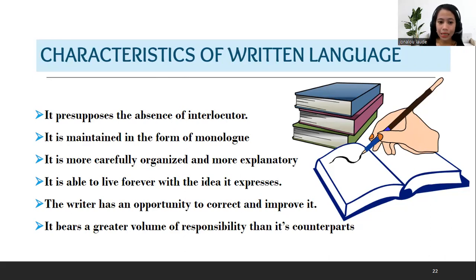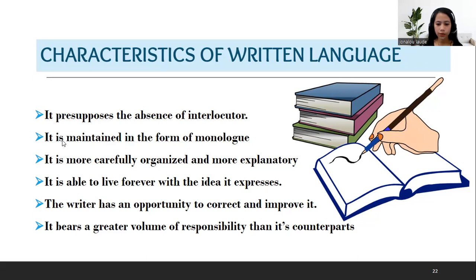Because in written language, it is already written, right? The interlocutor is not needed because they are not physically present. It would be strange if our role were to be the one talking, right? So there is an absence of an interlocutor when we talk about written language.